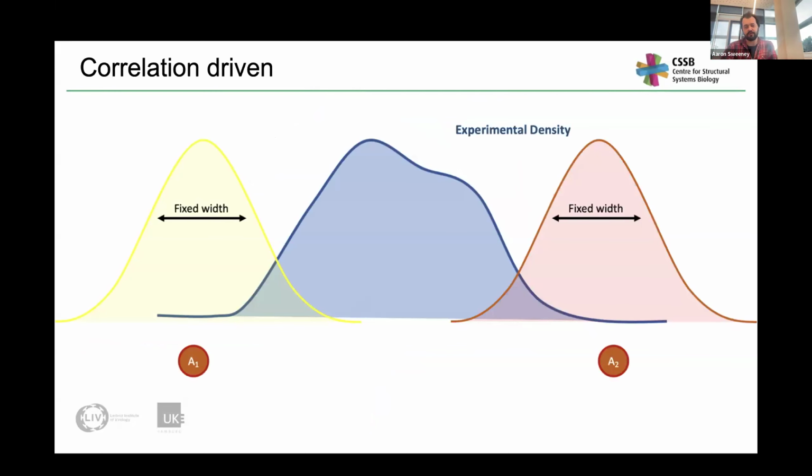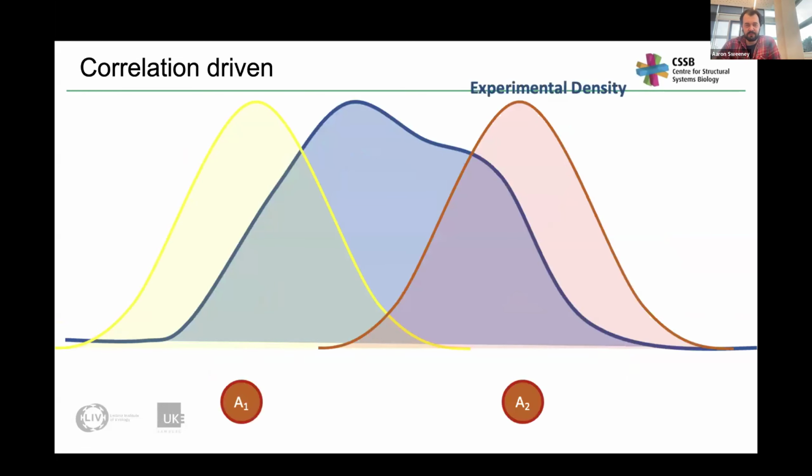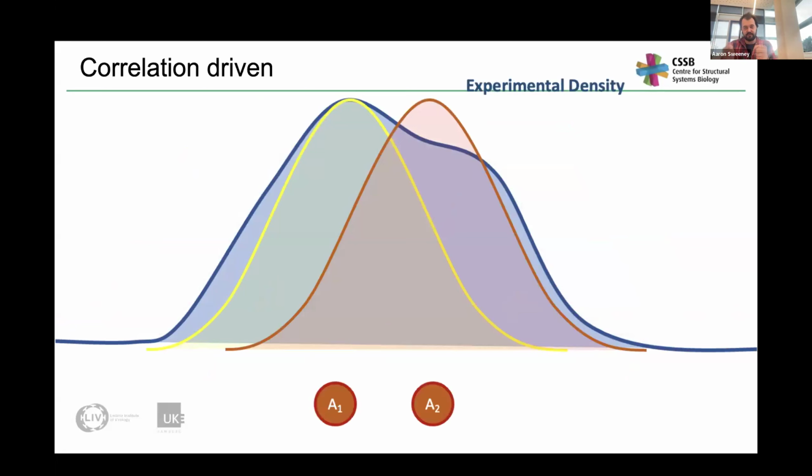In the correlation-driven approach, we treat each of the atoms as Gaussians, but it's a very simplistic approximation because the width of the Gaussians is fixed, based on the average resolution of the CryoEM map, say. And of course, this is an approximation because CryoEM reconstructions are not homogeneous, right? There are parts with high resolution and parts with low resolution. The idea is that we adjust the position of these Gaussians, and thus the positions of the atoms in our model, such that they correlate well with the experimental data.